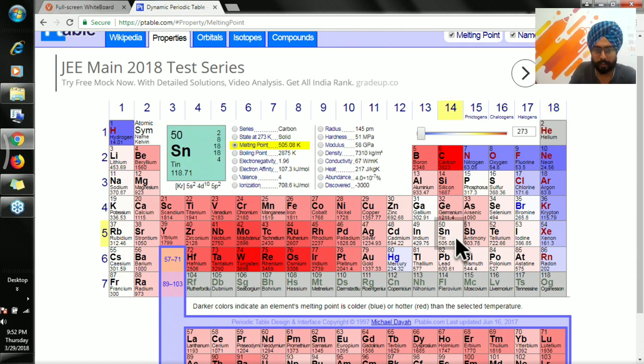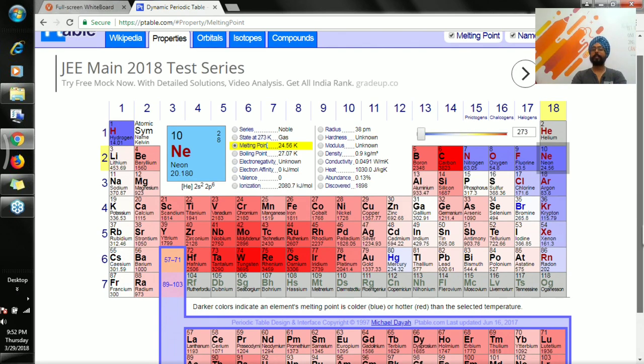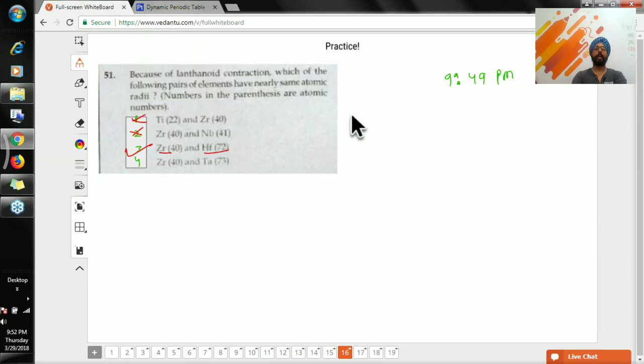Tin's melting point, the yellow thing right here, this one. If I go to tin, it says 505. If I go to zinc, it says 692. So this is a very nice thing to play around with. If you want to verify what you've written down as the periodic table, or if you just want to play with the brilliant ideas of the periodic table, this is a brilliant website to do that.